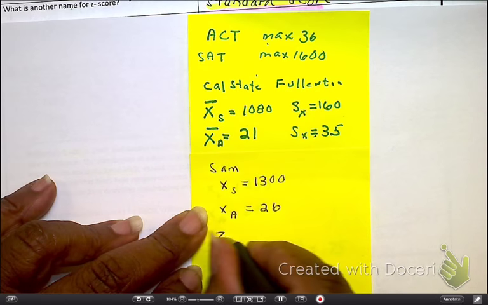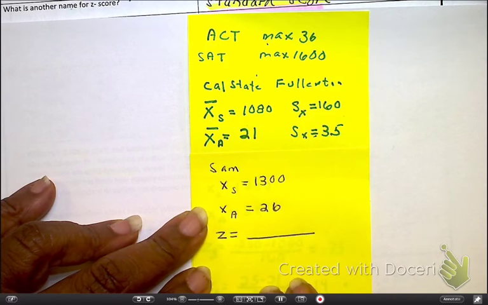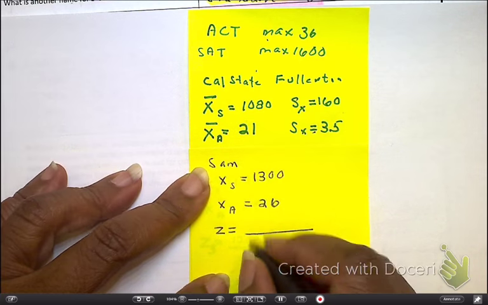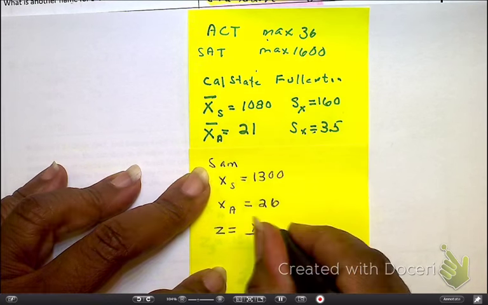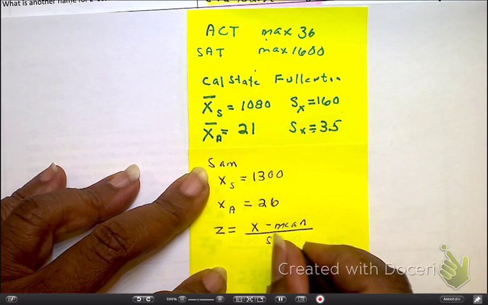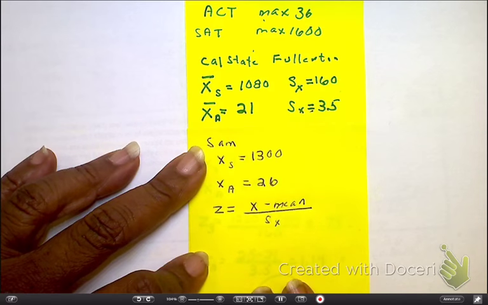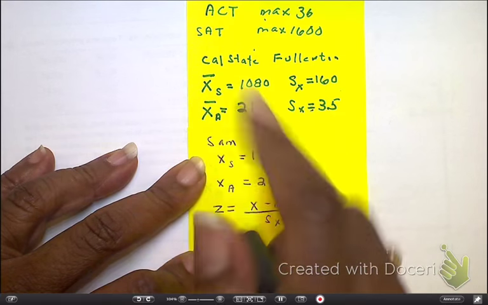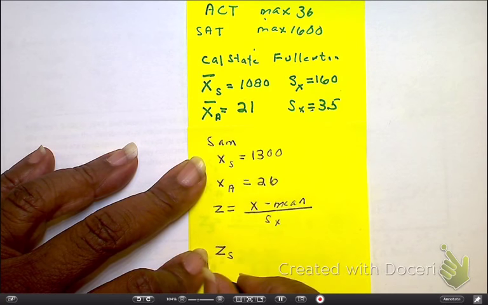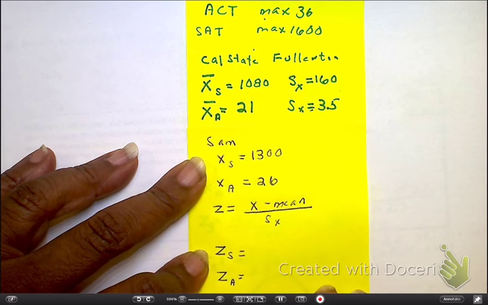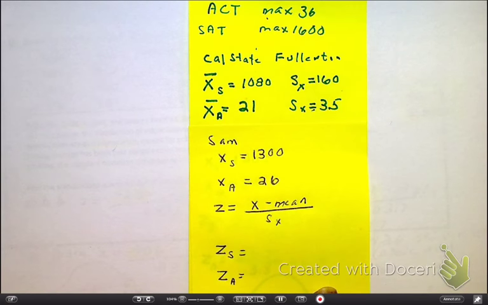So here, the formula for the z-score, we know is what? X minus the mean over the standard deviation. So what I want to do right now is find his z-score for his SAT and his z-score for the ACT. Go ahead, ladies and gentlemen, go for it. Do the math.